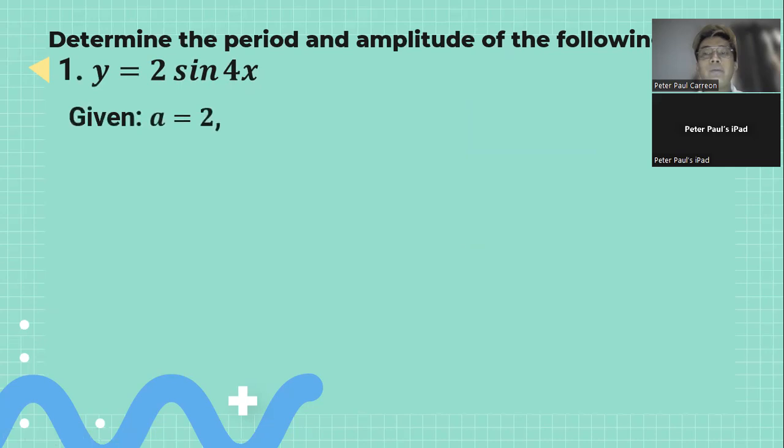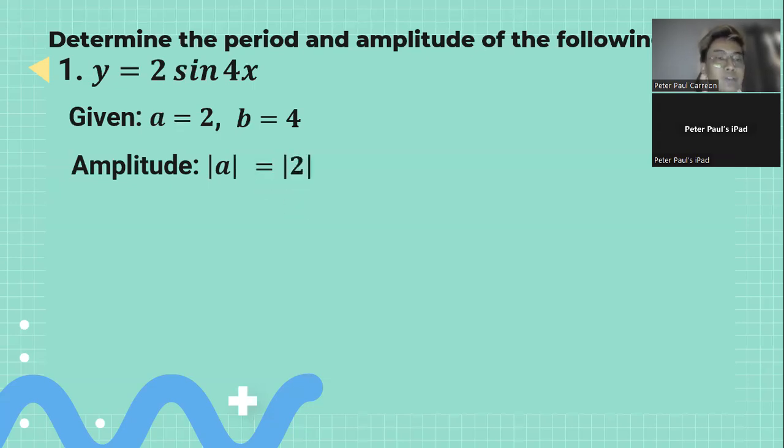And given our A is 2, our B naman is 4. So ang amplitude natin, ang formula na ginagamit natin is absolute value ng A. So the absolute value of 2 is 2. So our amplitude ngayon is 2, kasi always positive yan.